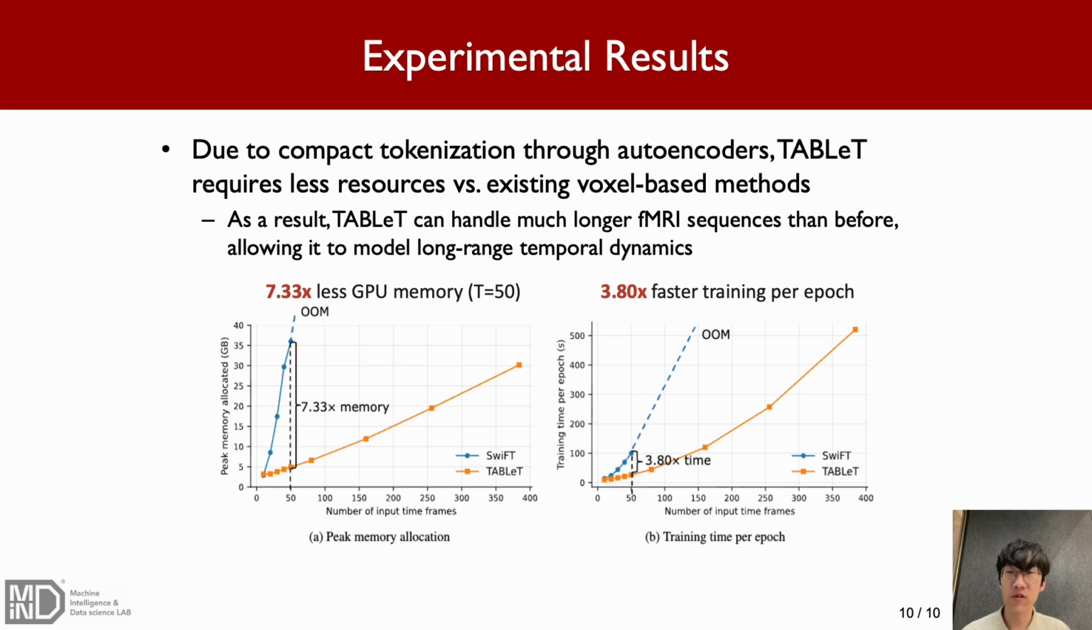Compared to Swift, which is the state-of-the-art voxel-based fMRI model, our model is 7.3 times more memory efficient and 3.8 times faster during training. I want to note that this efficiency allows TABLeT to process much longer temporal sequences compared to existing models, potentially allowing it to capture long-range temporal dynamics. This may be one of the reasons why TABLeT outperforms the baseline models.